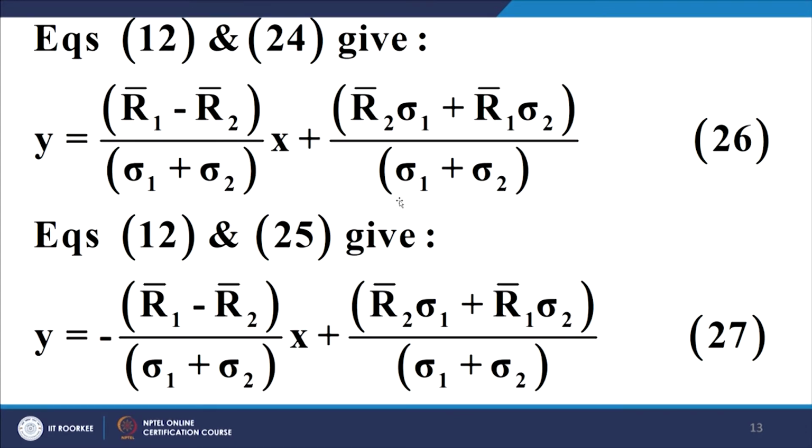26 and 27 both are straight lines, both have a common y intercept. Here again we have two straight lines intersecting at the y axis, and the slopes are again opposites of each other, showing that the two lines are mirror images of each other about a straight line parallel to the x axis through the point of intersection of the two lines with the y axis, that is (r_2 sigma_1 plus r_1 sigma_2) divided by (sigma_1 plus sigma_2).